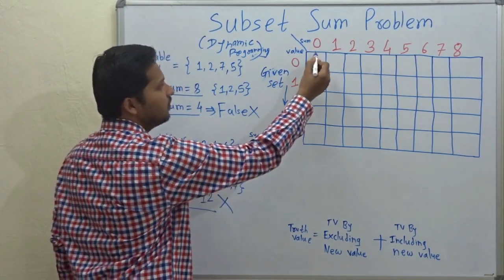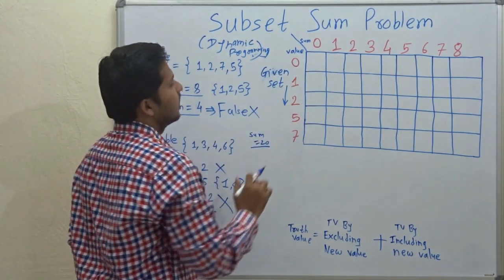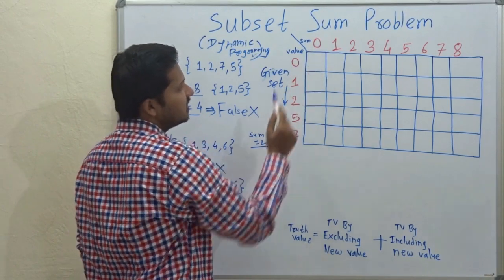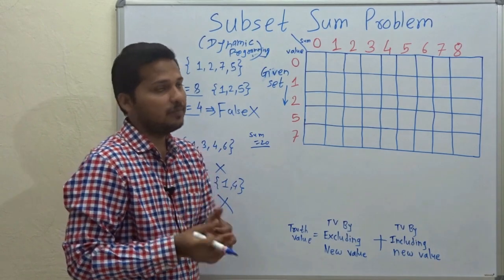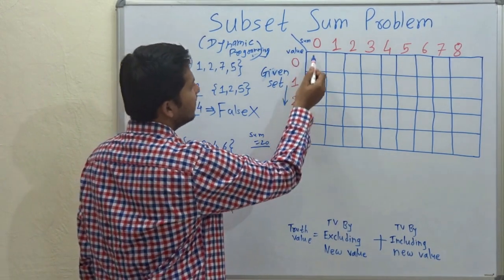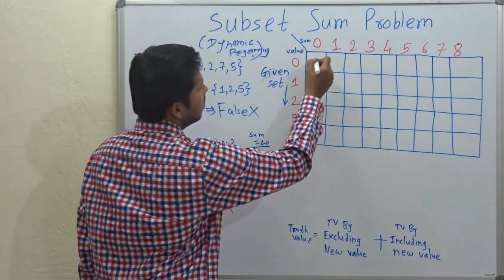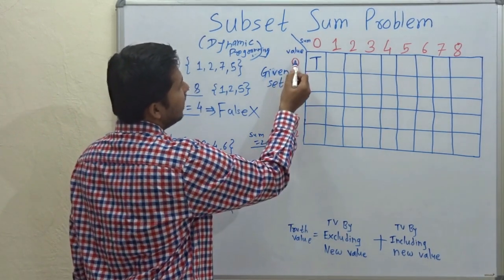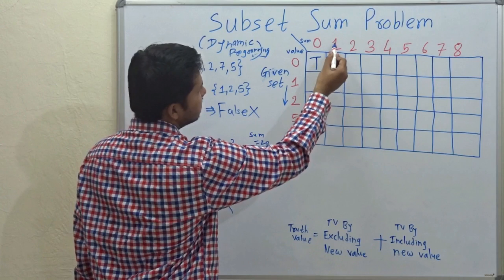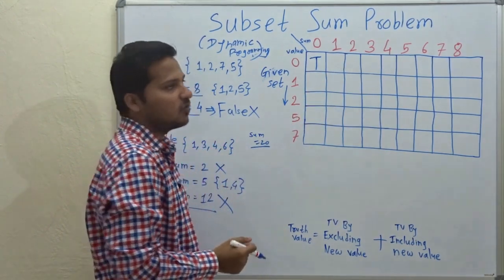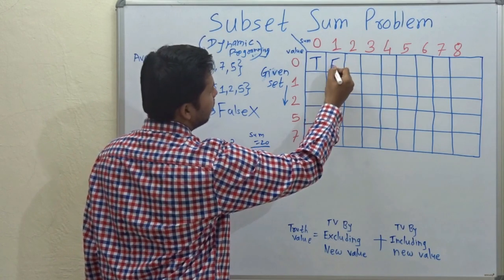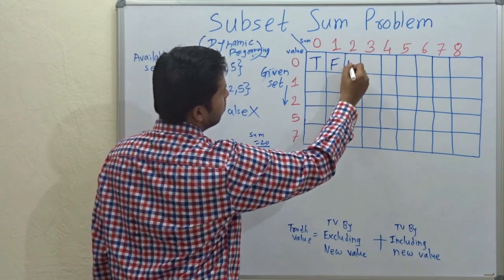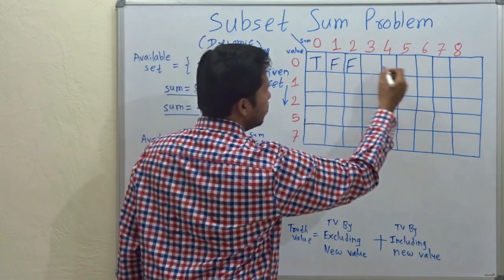Now, let's go for the first cell here. Okay, see, by using value 0, can you form the sum 0? Yes, you can form, because you can use this 0 and you can form the sum 0. So I will write here true. Okay. Now by using value 0, can you form the sum 1? No, you cannot form by using 0. So that is false. By using value 0, can you form the sum 2? No, you cannot form. Similarly up to 8.